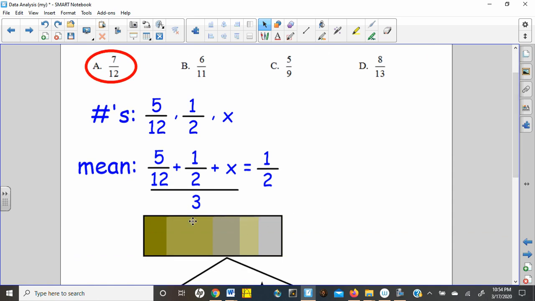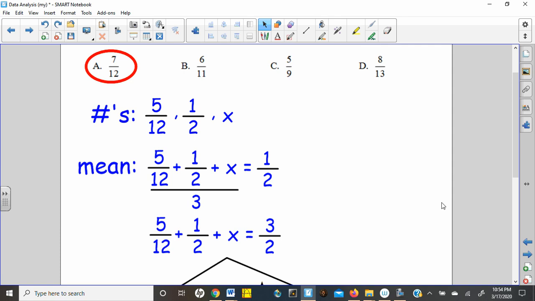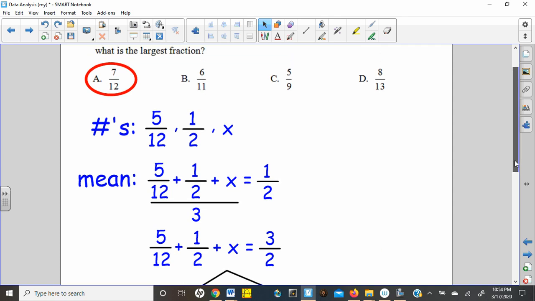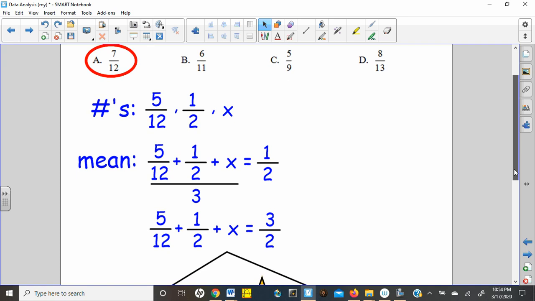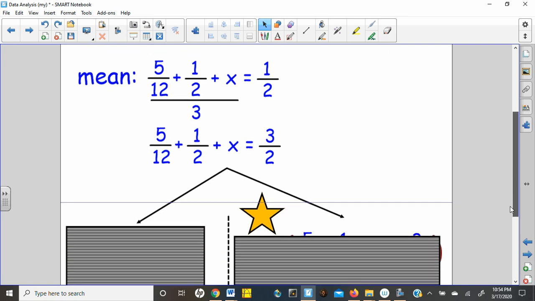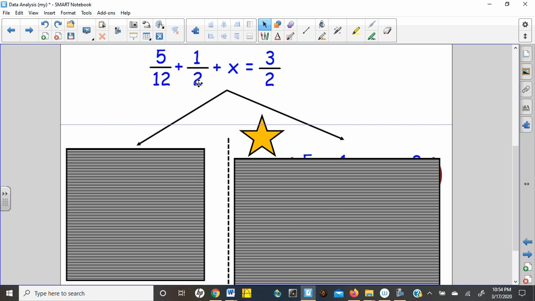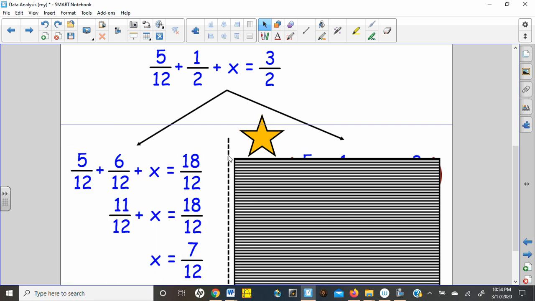I could multiply both sides by 3 to help reduce this a little bit. But this is not as fun as some of the other problems because with the fractions, there are a couple of different methods to go with. One method is to just get a common denominator, right? 2 goes into 12, so I could do 6/12 here, 18/12 there, and then 5/12 plus 6/12 is 11/12, and when I subtract it, I get 7/12.